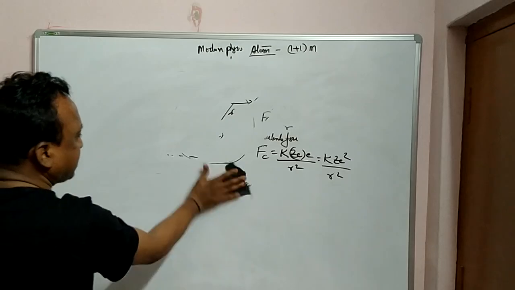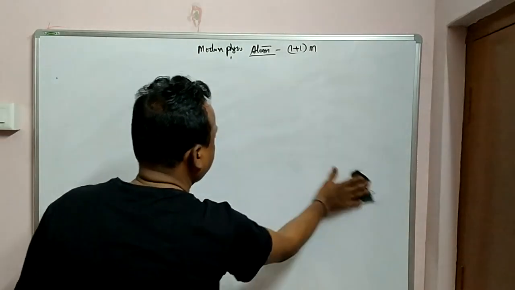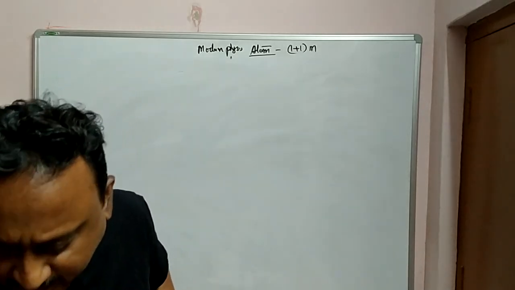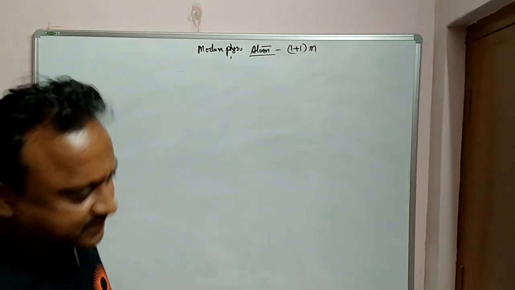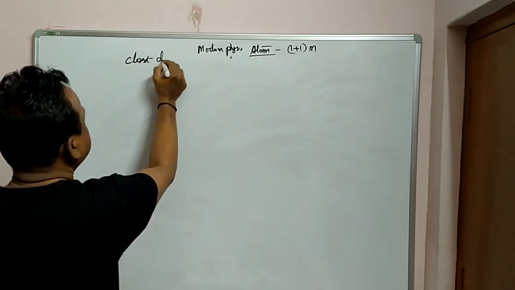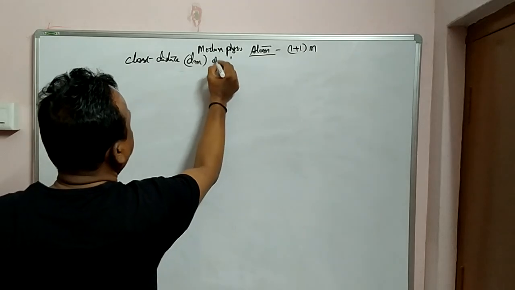In EAMCET and NEET, we are getting a regular question, that is the distance of closest approach. In the examination, they are regularly asking the closest distance of approach, that is d minimum.